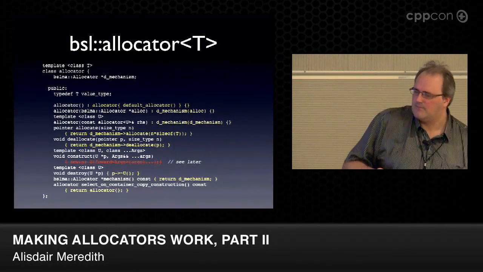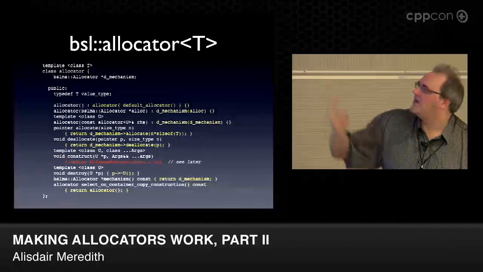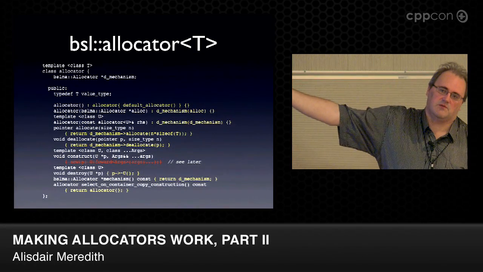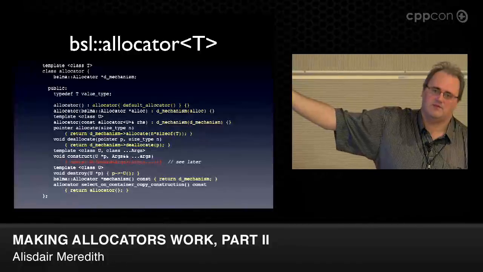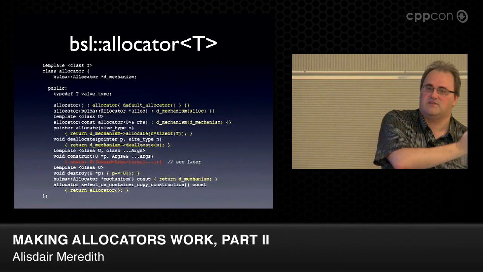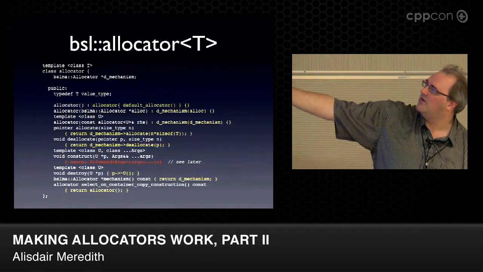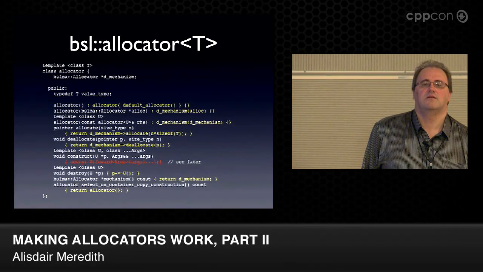How can it manage to find out the alignment? This is our current code that we use at Bloomberg today. We just always assume maximal alignment. In the one that we propose for standardization, the allocate call additionally takes an alignment parameter.